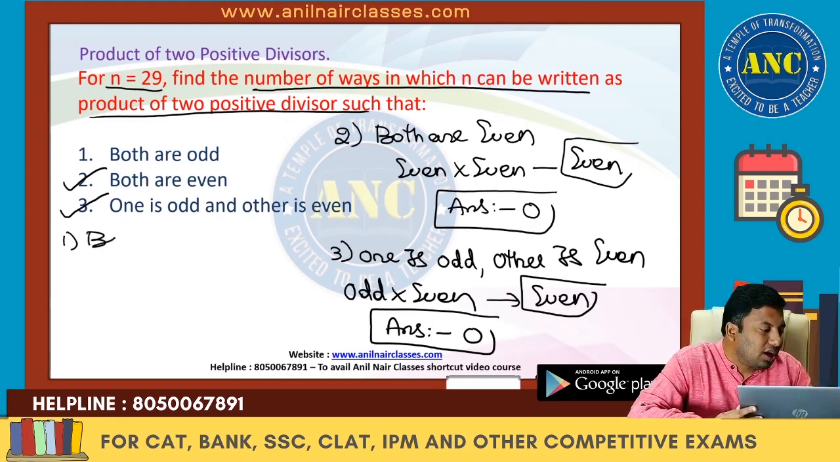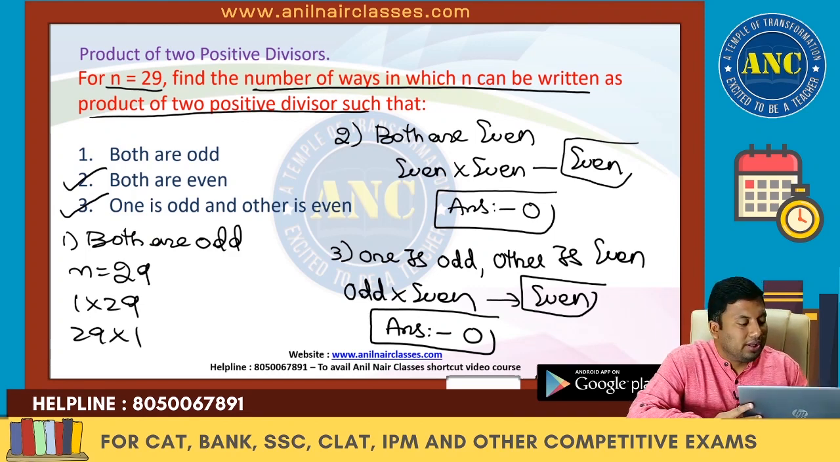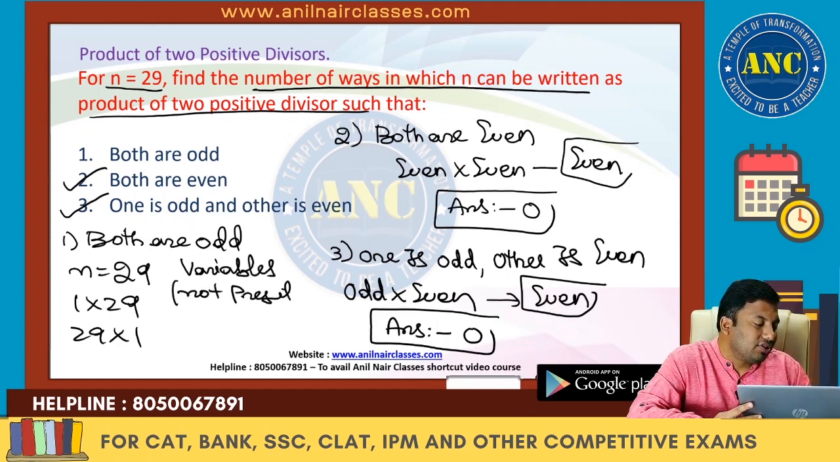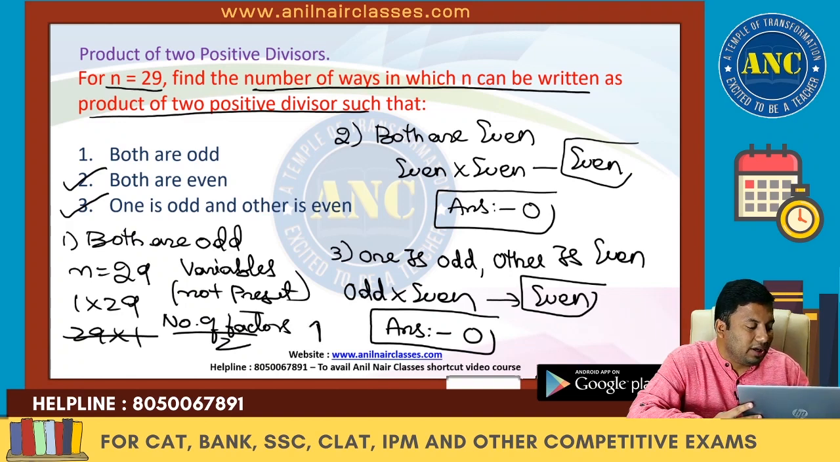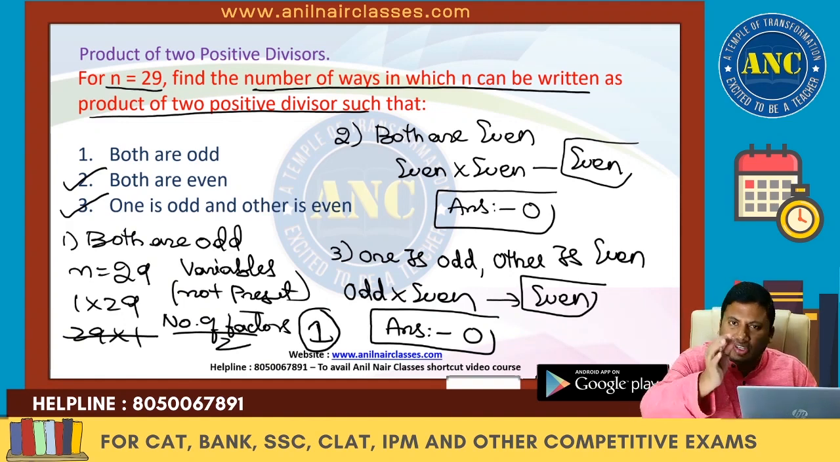First one, both are odd. If n is 29, it can be written as 1 into 29 and 29 into 1. But variables are not present in the question. If variables are not present in the question, this is nothing but the unordered pair, the number of factors divided by 2. Reverse cannot be taken. The answer is 1. I hope the idea is clear.